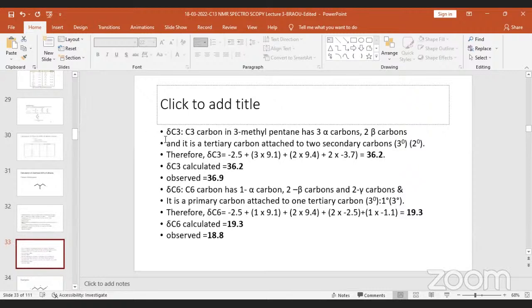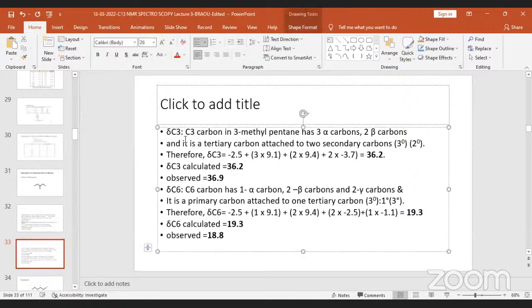You can calculate it at home later. Then calculated is 36.2. Observed, you see, 36.9. Very close, is it not? So that way you can calculate.